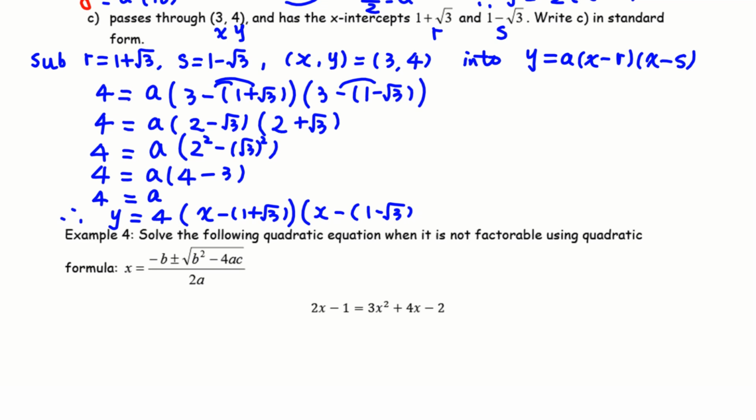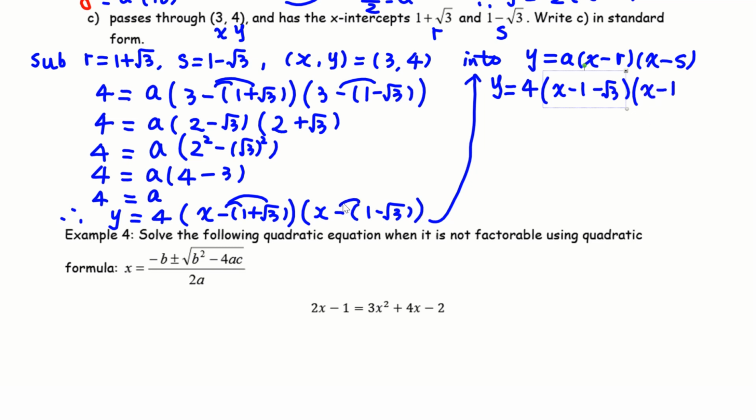And this question asks you to change it to standard form, so it is a little bit tricky question. So we continue. y equals 4 bracket, get rid of the bracket, so x minus 1, then minus square root 3, and times x take away 1, then minus is plus square root 3. And to change it to standard form, we are going to have 4 bracket. So we are going to use this one, this is big A.